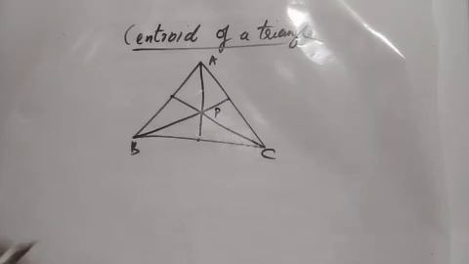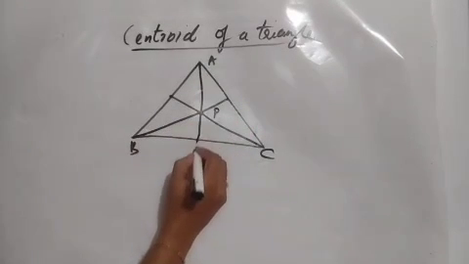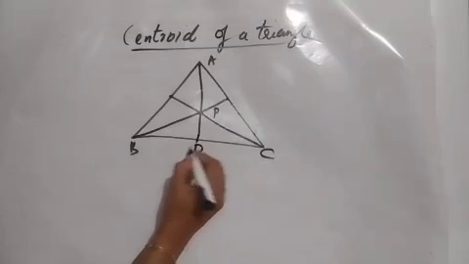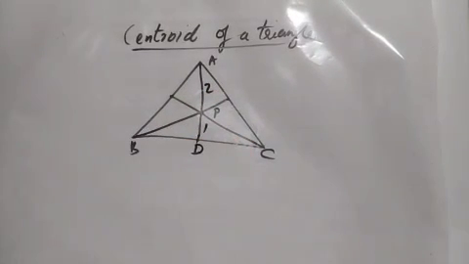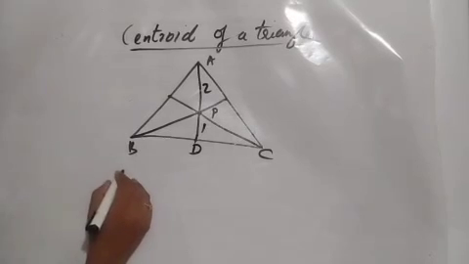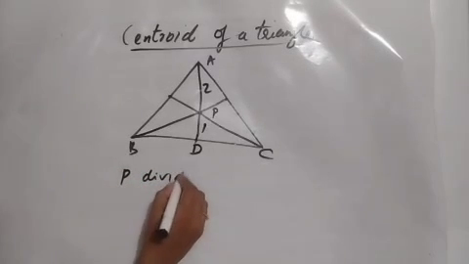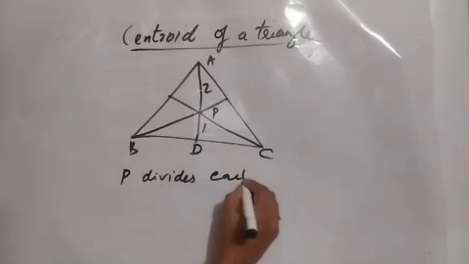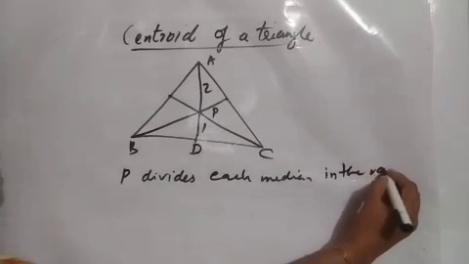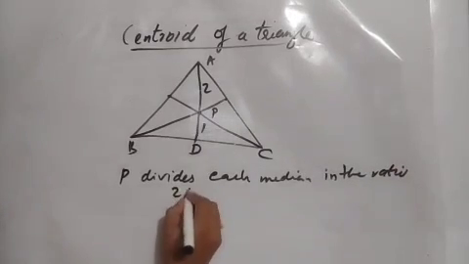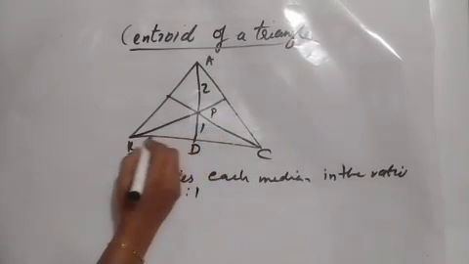We always take the ratio from A to D. The ratio will be 2:1. Always the ratio will be 2:1. The centroid of a triangle divides each median in the ratio 2:1. P divides each median in the ratio 2:1. Always remember this. Okay.